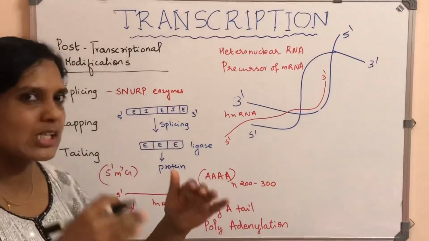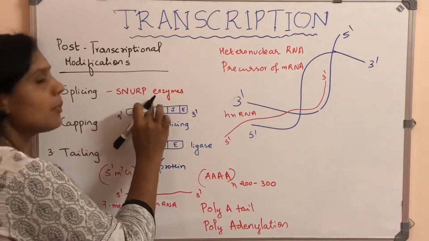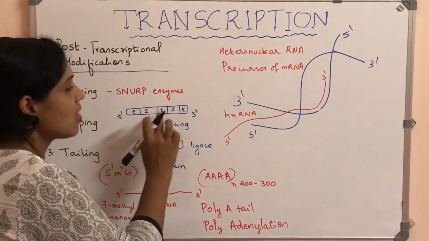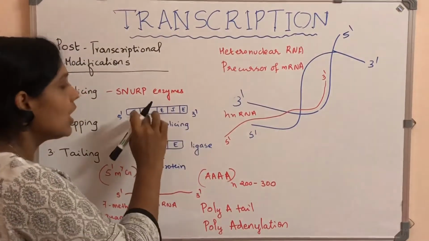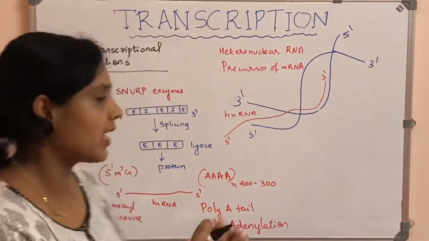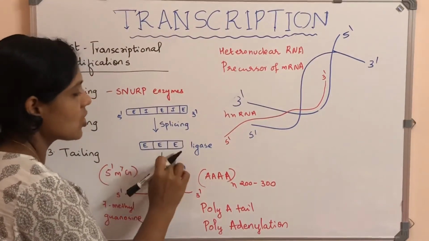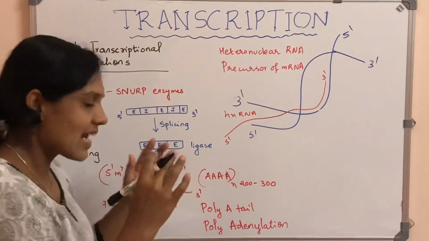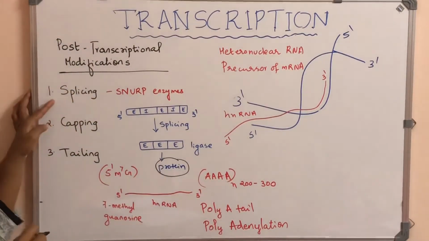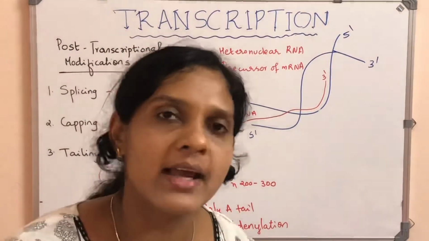Splicing means splitting. It takes place by snRNP enzymes. Please recall, we have exons and introns. The introns, the interrupting sequences, have to be removed and the exons have to be joined together. The introns are removed by a process known as splicing, and the exon strands are joined by ligase enzyme, and we get a protein. So splicing is aided by snRNP, and the joining of exons is aided by ligase enzyme.